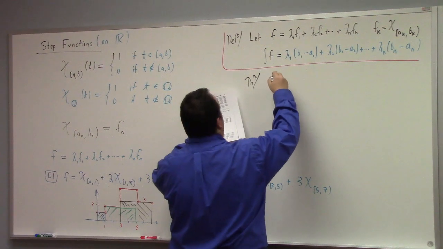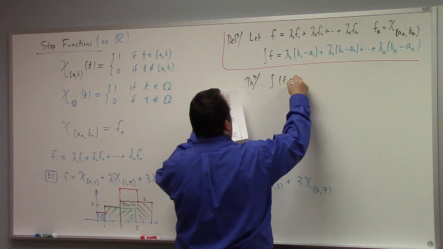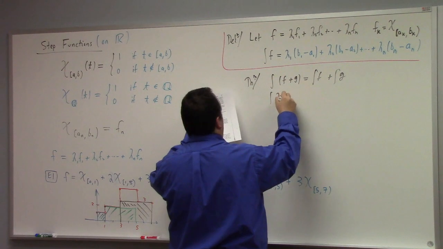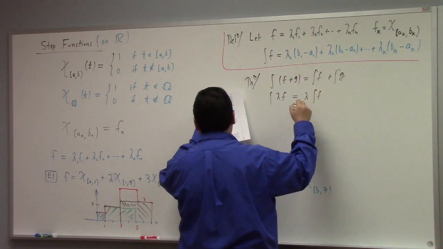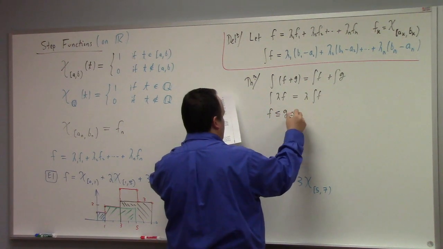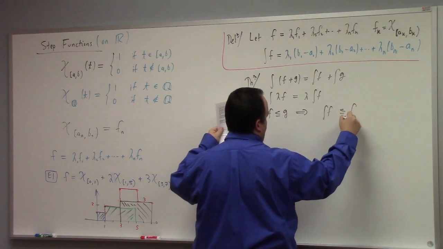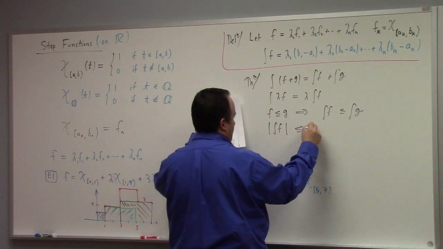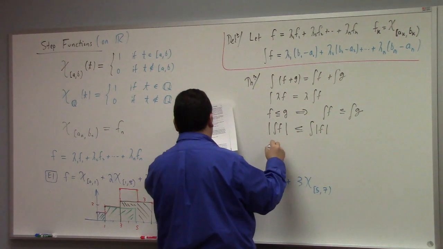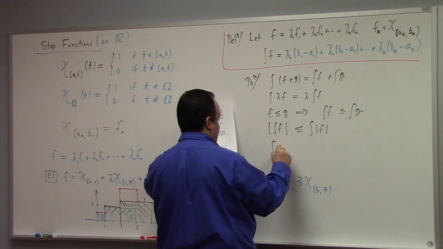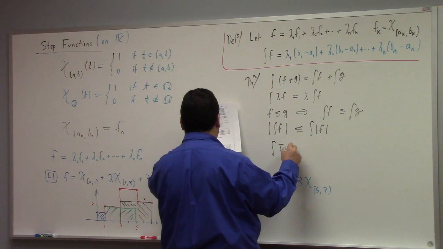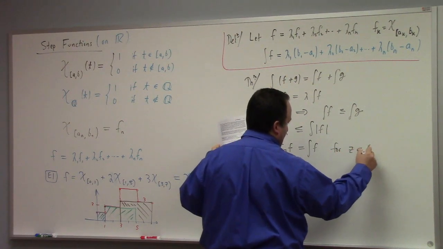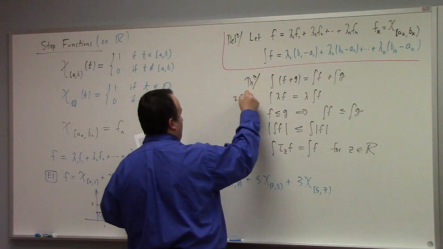So the theorem is: we have the integral of a sum is the sum of the integrals. You pull the constant out. You have preservation of inequality. You have the absolute value of the integral is less than or equal to the integral of the absolute value. And you also have this last one, which I'll talk a little more about, tau z f, whose integral equals the integral over f. So this is theorem 2.2.2, if you're keeping track.